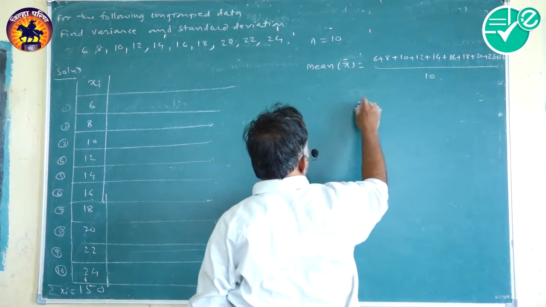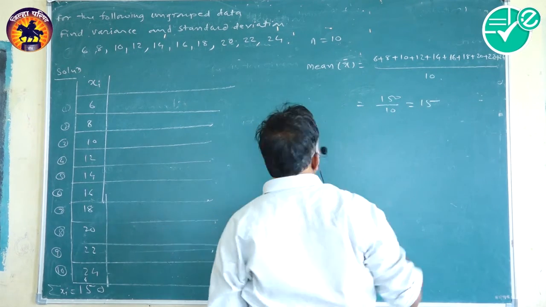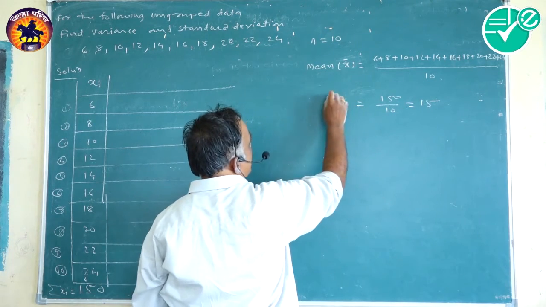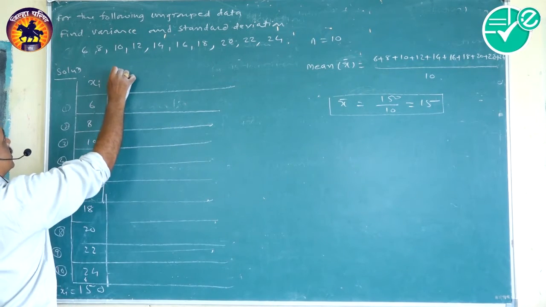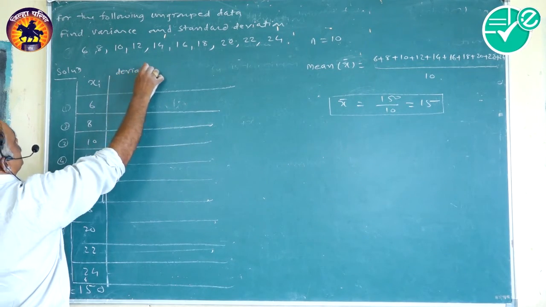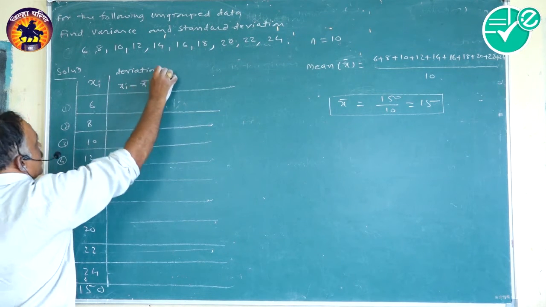Of course, it is exactly equal to 150 divided by 10, and that is equal to 15. So mean x bar is equal to 15. Then I want to get the deviations. What are the deviations? xi minus x bar.